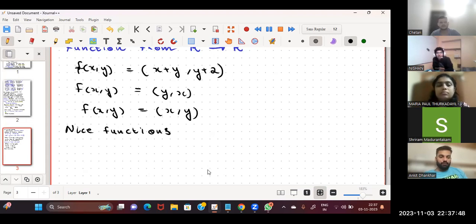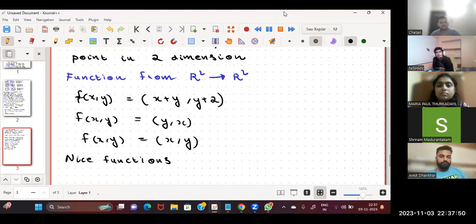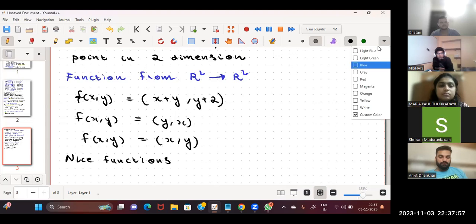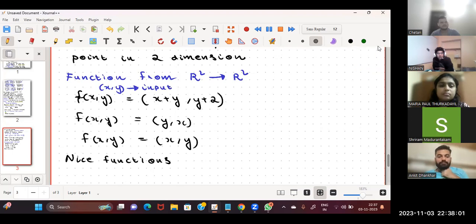I didn't get you. I'm talking about the examples, three examples, which are written below the blue line. That is a function from R2 to R2. Yeah, we already have the examples for functions, right? What I'm saying is, to make this game more crystal clear, let us give it an example.